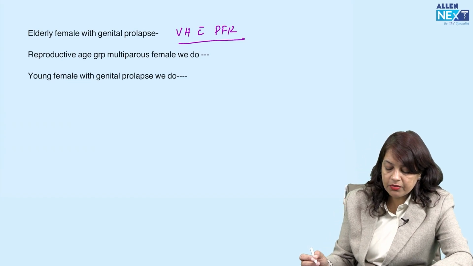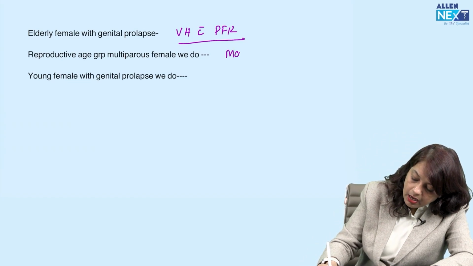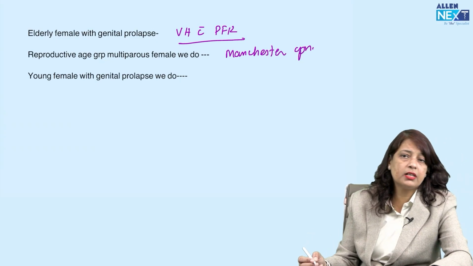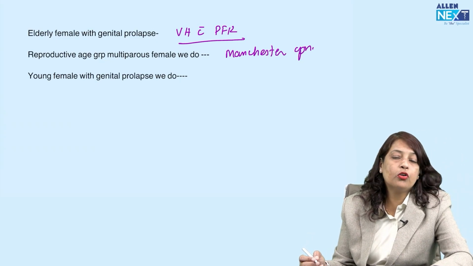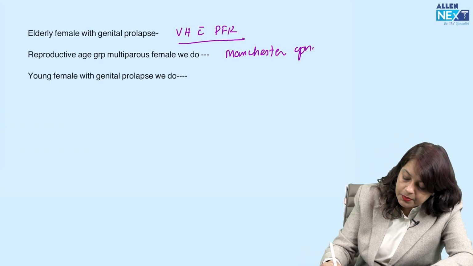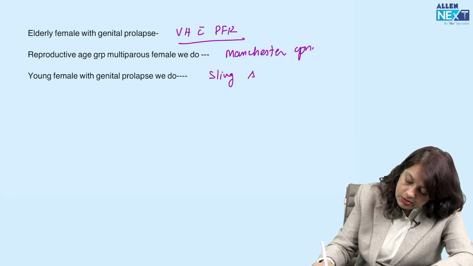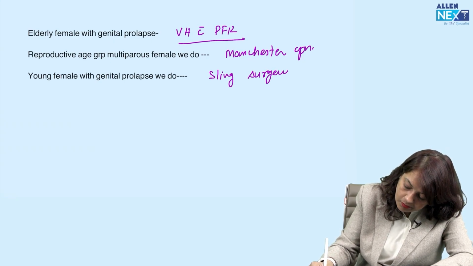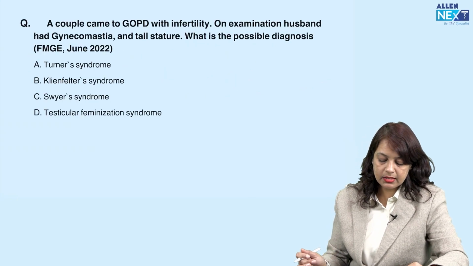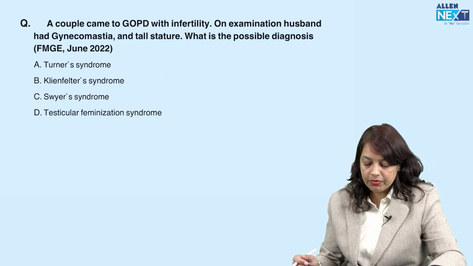If it is a reproductive age group with multiparous lady, I am going to do a Manchester operation where there is an amputation of cervix followed by pelvic floor repair. If it is a young female with a genital prolapse, I am going to do the sling surgery.